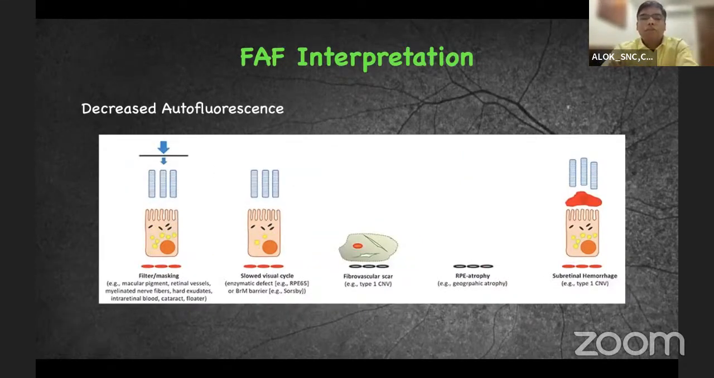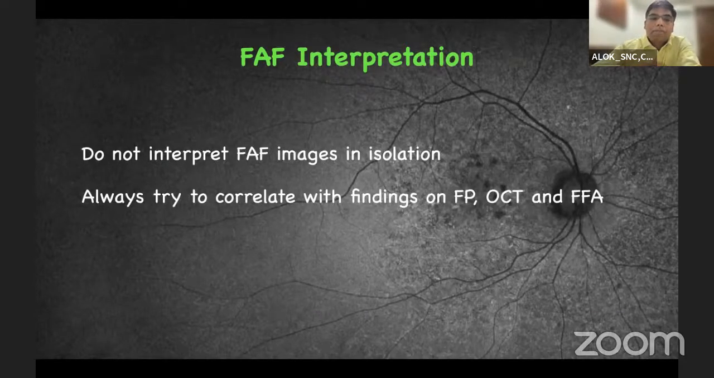Now, decreased autofluorescence can be because of a masking effect, something that is lying in front of the RPE, like blood or a fibrovascular scar, or maybe a pigment. It can also be because of atrophy of the RPE. More often, it is because of the atrophy of the RPE. So the RPE is knocked off, and then you will have a decreased or dark autofluorescence or no autofluorescence.